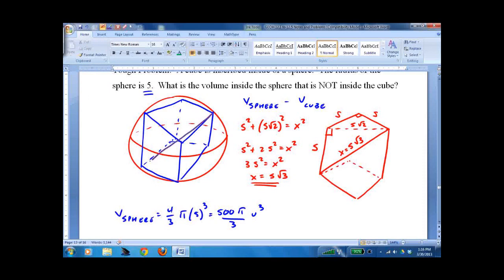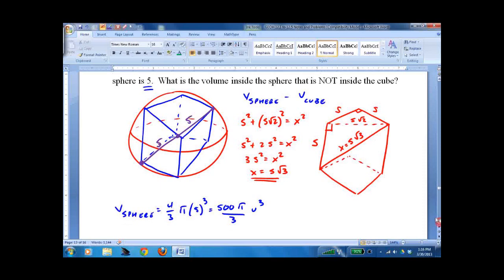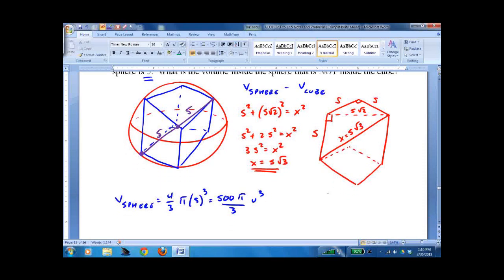From here to here, these touch the edge of the sphere, and each piece is 5. So the whole distance, of course, is 10, because that's the radiuses. So 10 equals s root 3. S equals 10 over root 3. Rationalize it real quick: 10 root 3 over 3. That's the side of the cube.